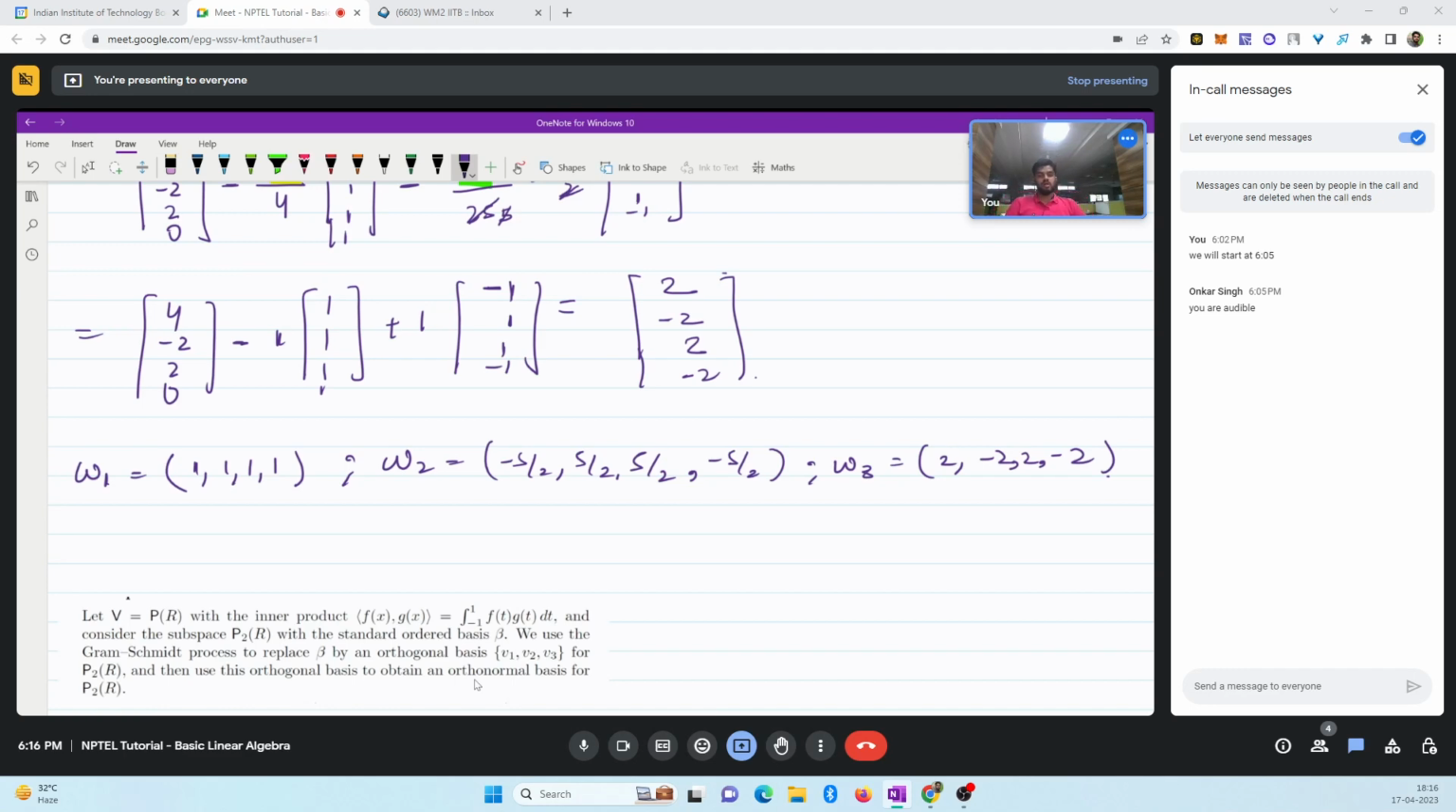So now what I want you to do is just verify quickly that these vectors are indeed orthogonal to each other, right? If you take this dot product, you can see that all the terms over here are 1.